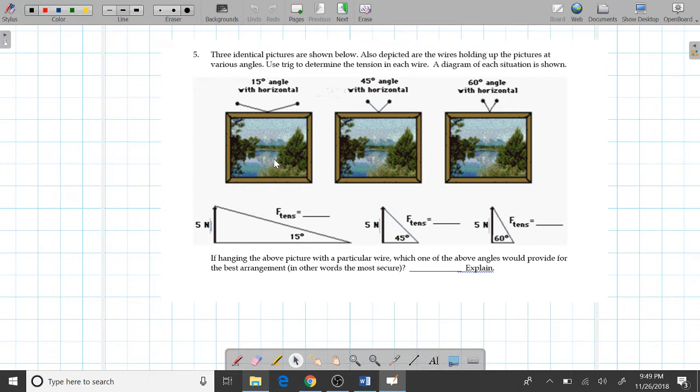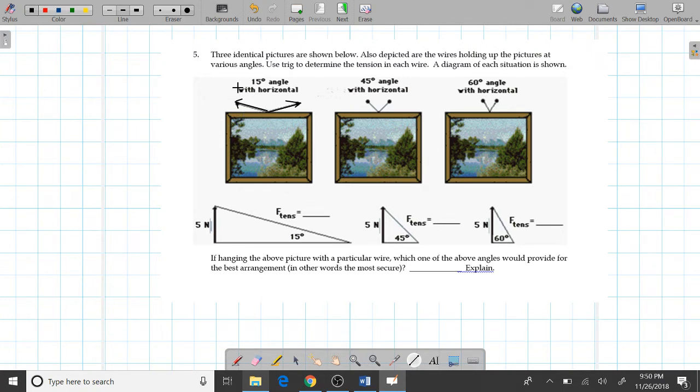Notice what's happening here. I have a picture frame, and it's hanging from 2 wires. One wire is pulling up and to the left, and another wire is pulling up and to the right. I want to focus on this wire to the left. They're both pulling at 15 degrees above the horizontal, so if I find the tension in this wire, I also know the tension in the other wire because of symmetry.